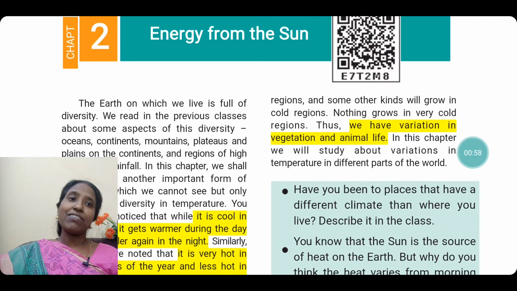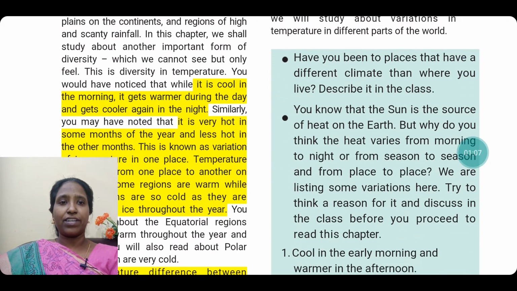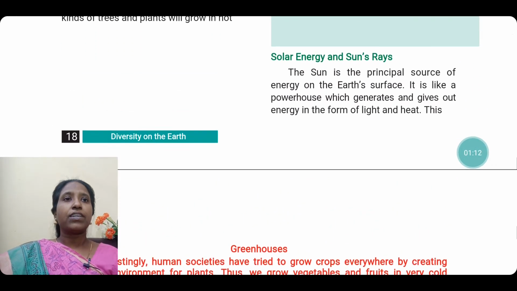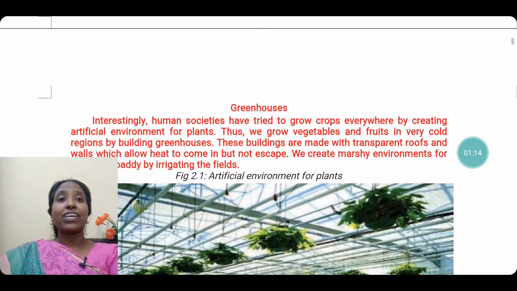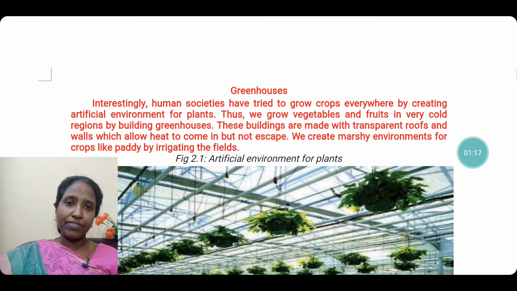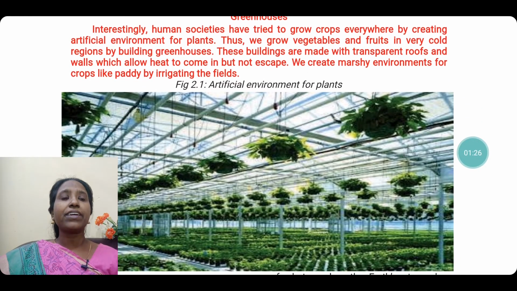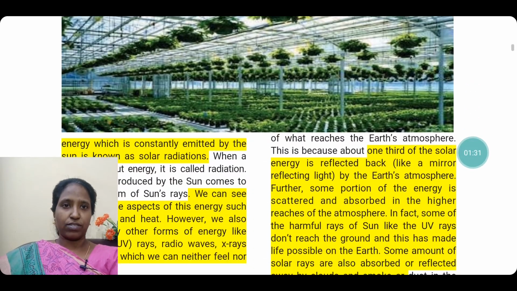We have variation in vegetation and animal life. According to the temperature, the plants that grow in that region and the animals that grow in that region also differ according to the climate, according to the weather of that place. Right? And now we have the greenhouses. Greenhouses are artificial atmospheres created in order to have a certain growth of plants. So here we see the artificial environment created for the growing of plants. This is called a greenhouse.